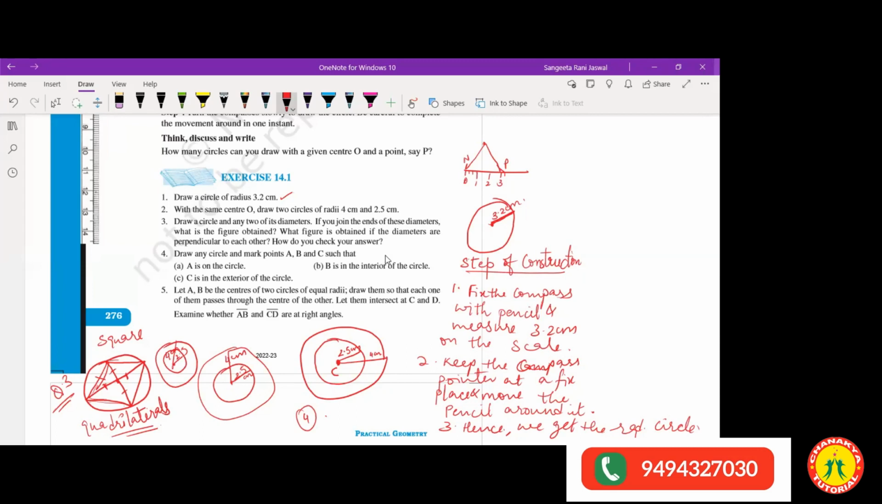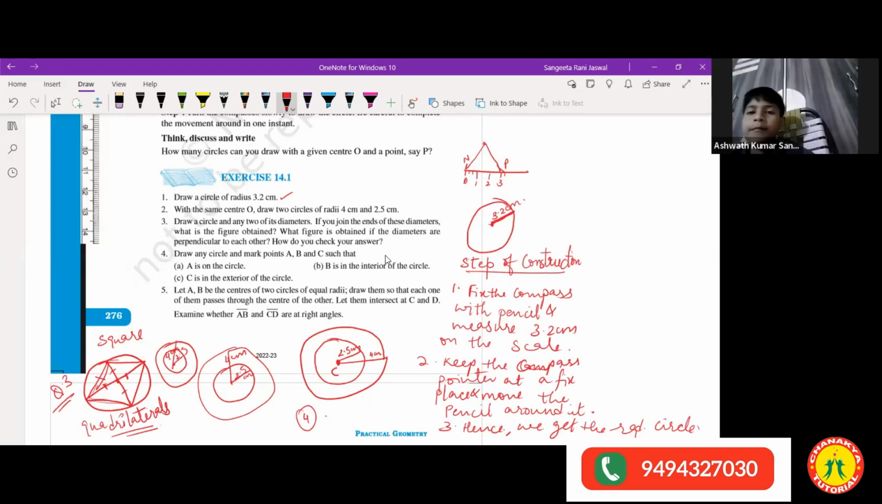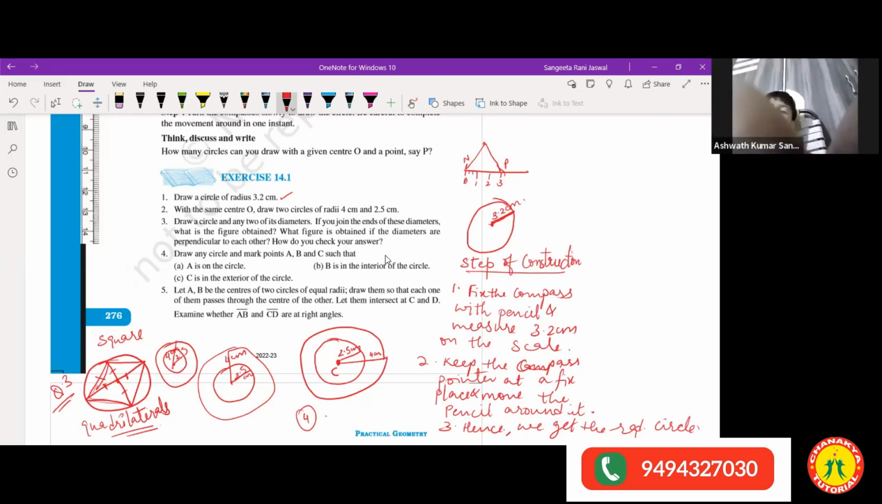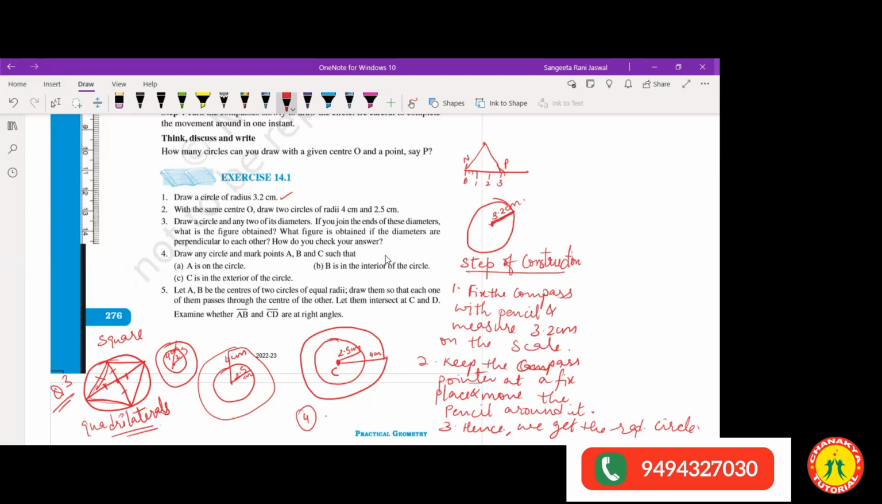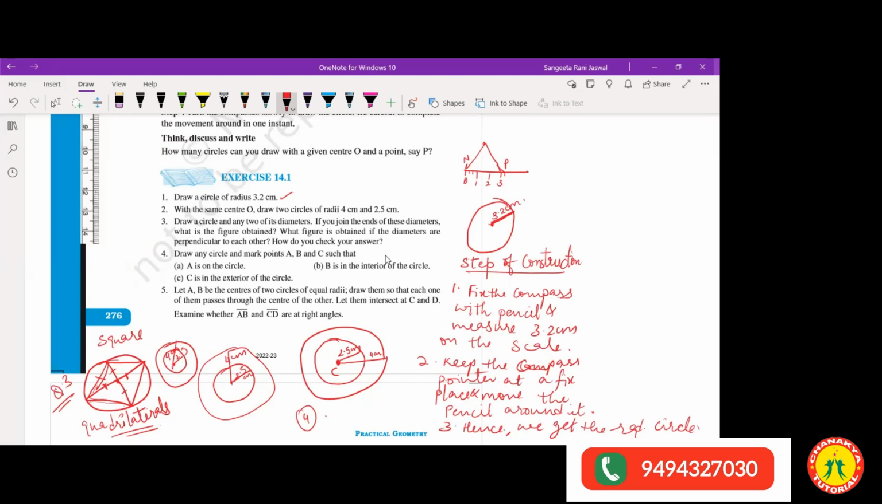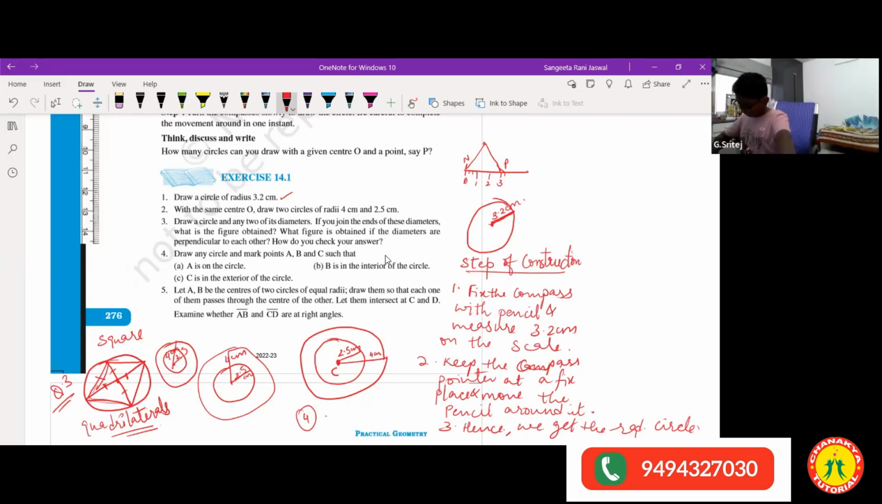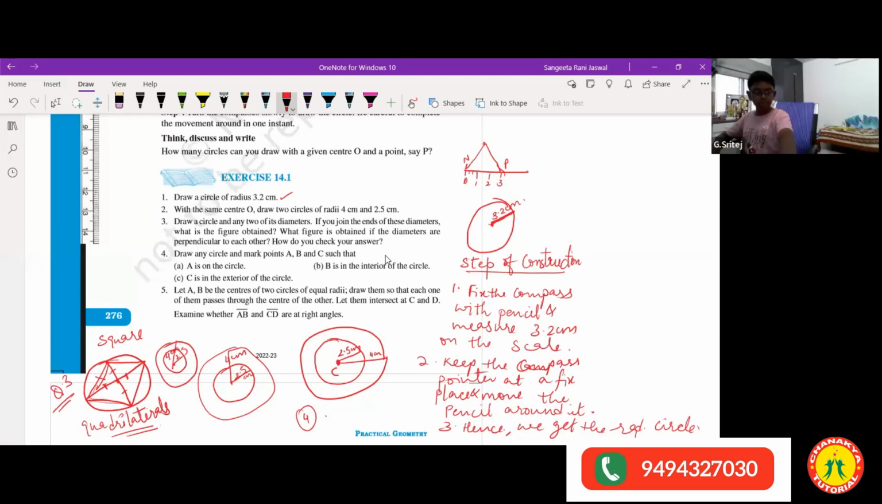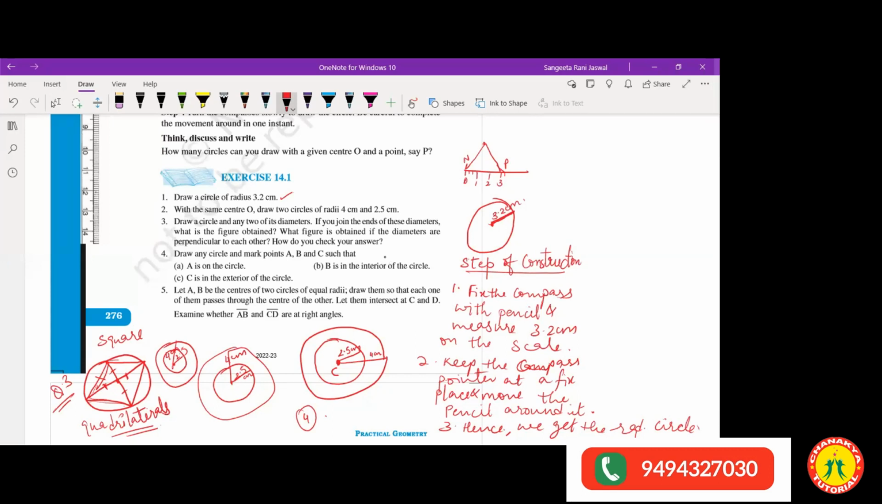Checked. Yes, ma'am. What are the measurements of the sides? Ma'am, I got 3.5. I took the radius 2.5. Are all sides equal? Yes, ma'am. So that means the quadrilateral we made here is a square. Ma'am, I exactly got 5 centimeters. So all the sides are 5 centimeters? Yes, ma'am. Good.